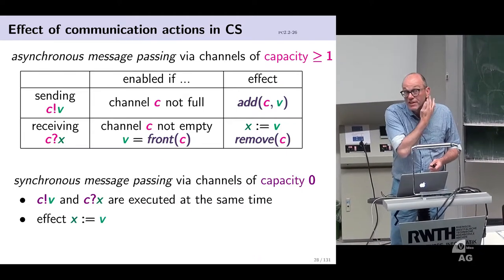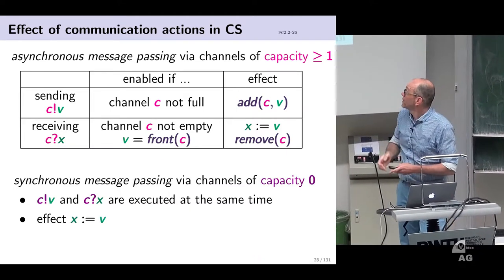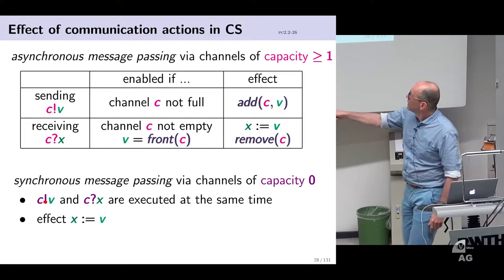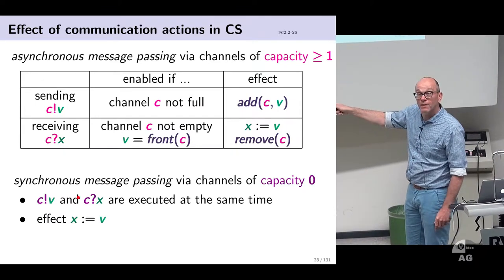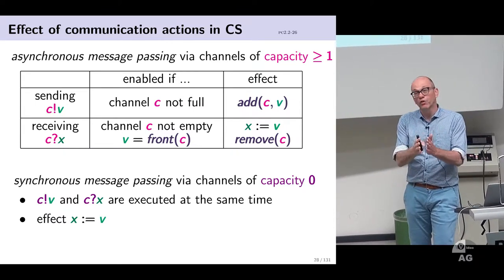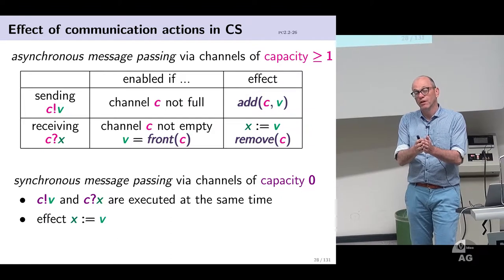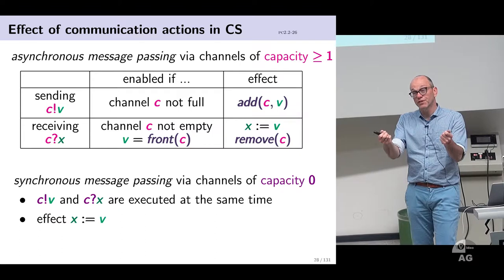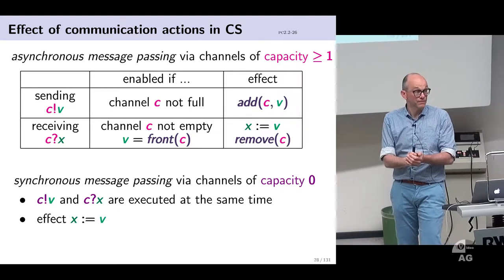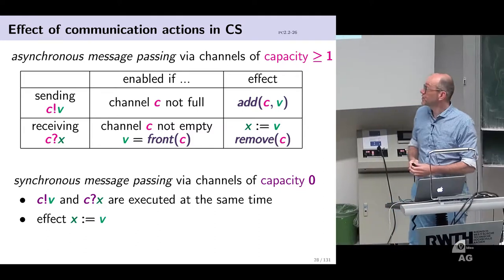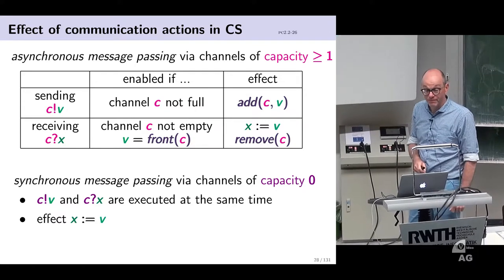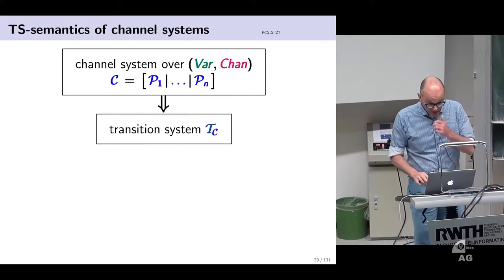Good. If the capacity is zero, then that means that you have to execute those two actions at the same time. Intuitively speaking, the buffer has no capacity to store a message. That means if a sender sends a message, it can only be received if the receiver is able to receive it now, in the current location. The effect is then really a distributed assignment. You assign to X the value V. Good.